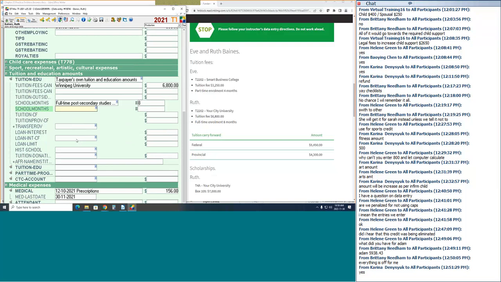Now, she also had some tuition carry-forwards. So we need to enter the tuition carry-forwards as well. Eve did not have any tuition carry-forwards, but Ruth did have them.